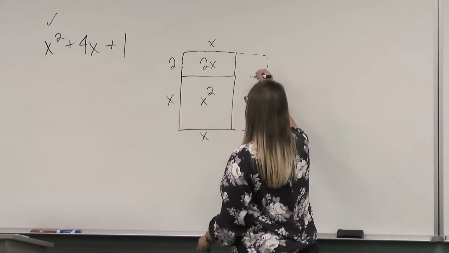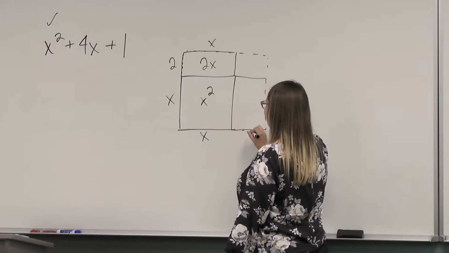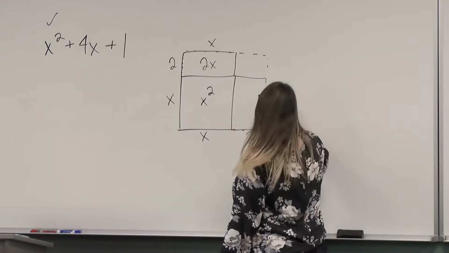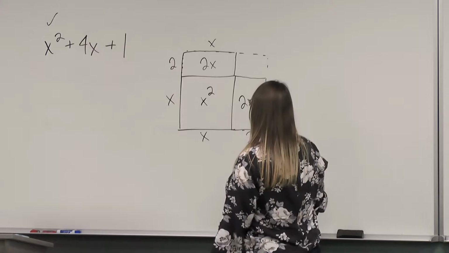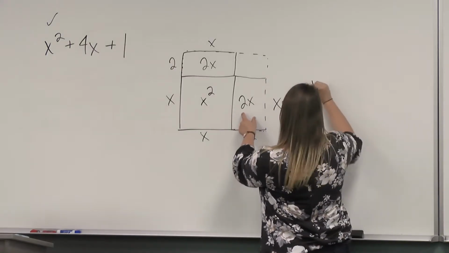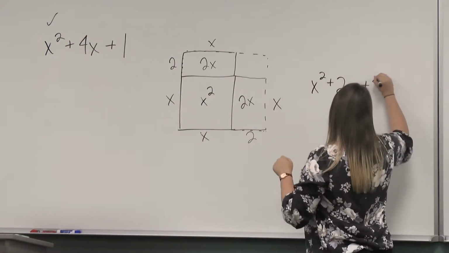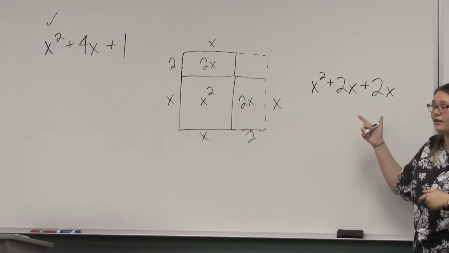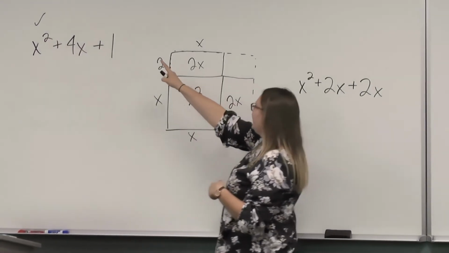And we're going to do the same thing over here. So the side length down here is going to be, right? Because this is perfect. And so this is, all right, so we have x squared plus 2x plus 2x. And so theoretically, this in sum is going to give us our area. So let's deal with our 1 now.